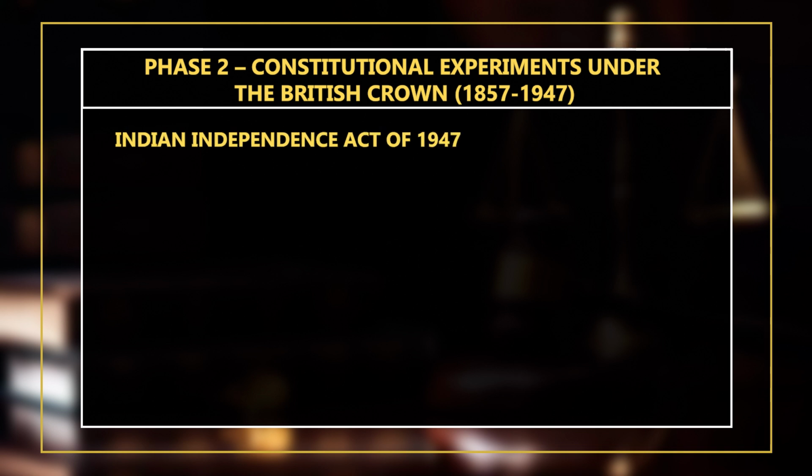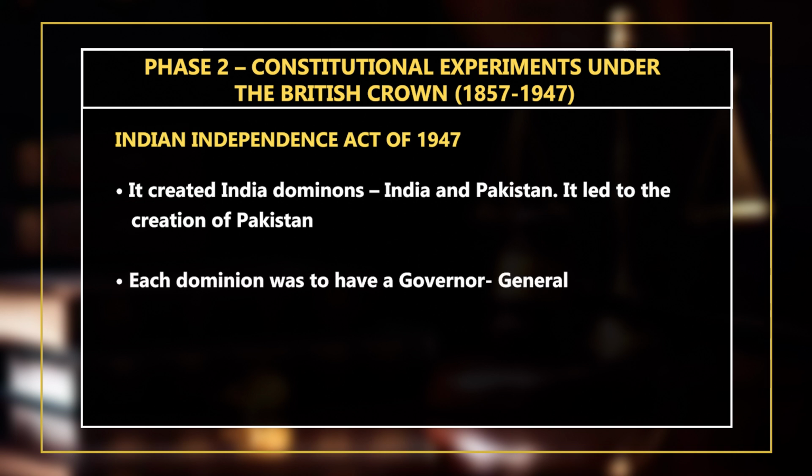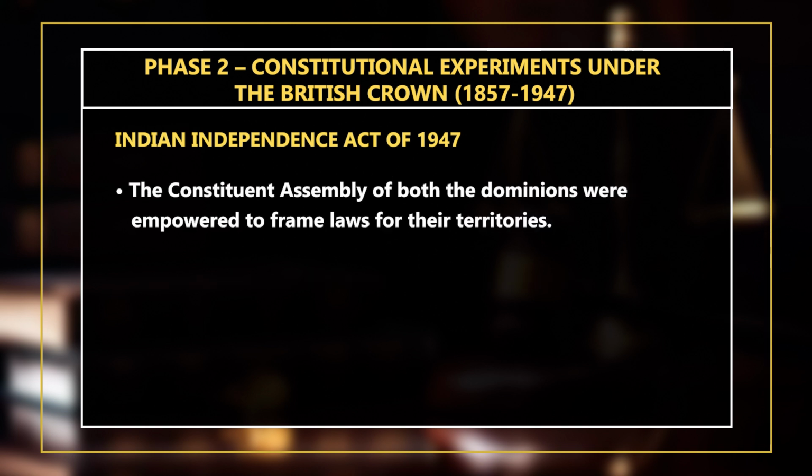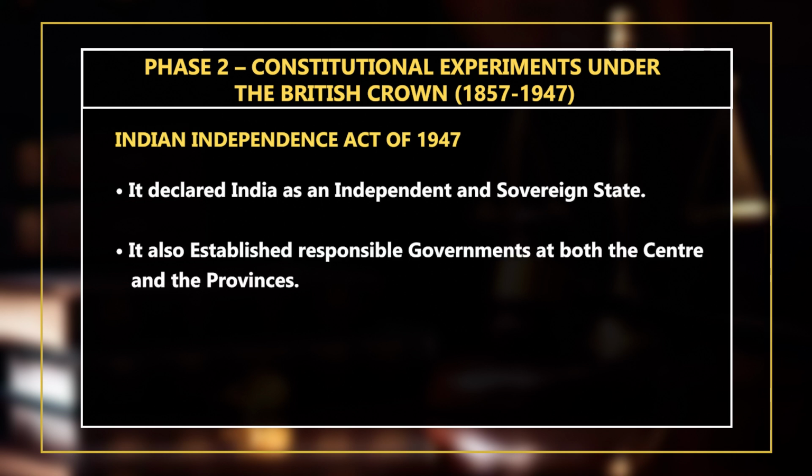Indian Independence Act of 1947. It created 2 dominions, that is India and Pakistan. It led to the creation of Pakistan. Each dominion was to have a Governor General. The Constituent Assemblies of both the dominions were empowered to frame laws for their own territories. It declared India as an independent and sovereign state. It also established a responsible government at both the centre and the provinces.